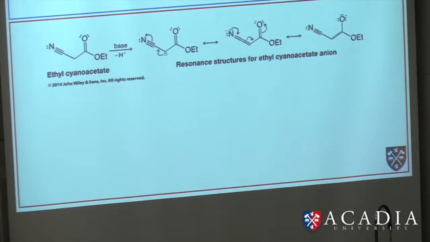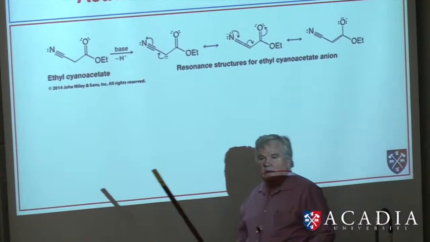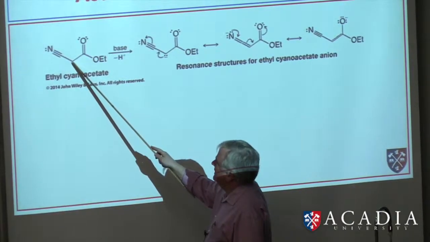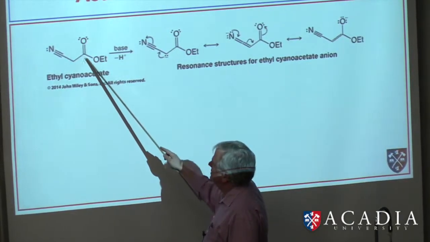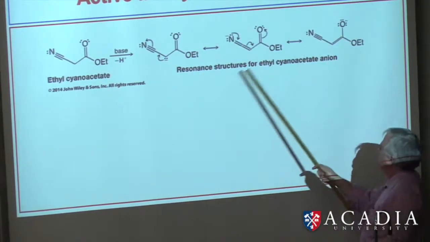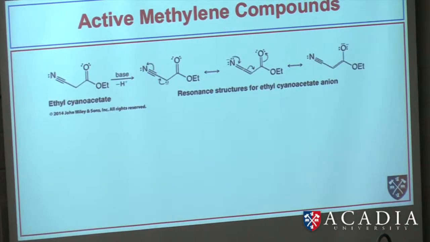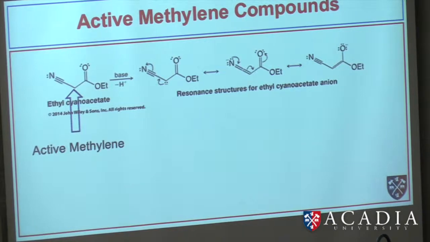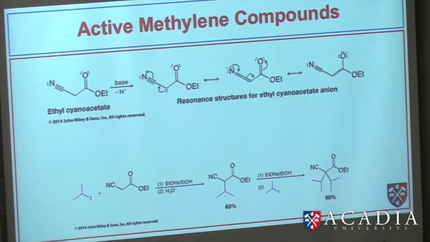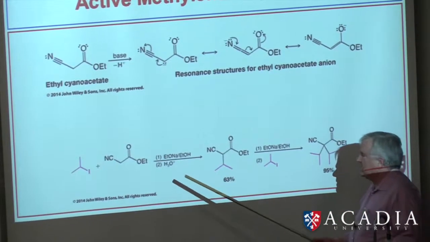So we can see a couple of examples. Here, this is very much like a beta dicarbonyl compound in that protons here are easily removed because we have this electron withdrawing group and this electron withdrawing group, and we can show the resonance stabilized structures for that particular anion. We talk about that as being the active methylene. And here's just another example of the synthesis we would do.